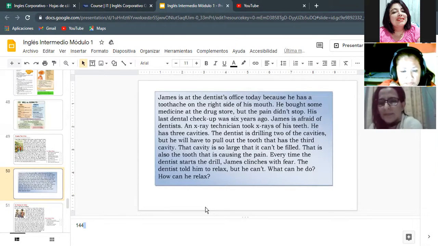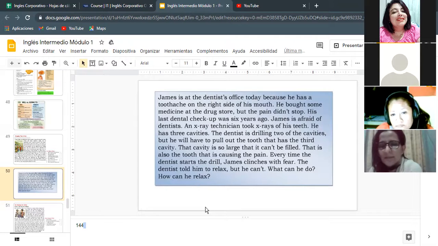James is at the dentist's office today because he has a toothache on the right side of his mouth. He bought some medicine at the drugstore, but the pain didn't stop. His last dental checkup was 6 years ago. James is afraid of dentists.